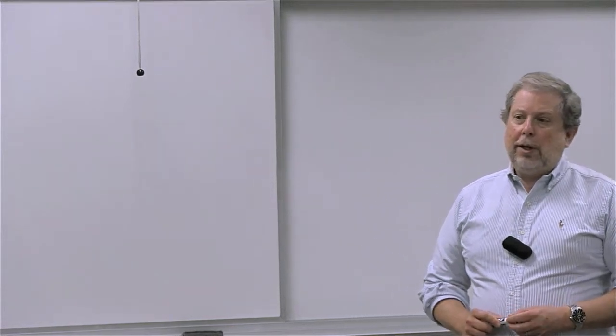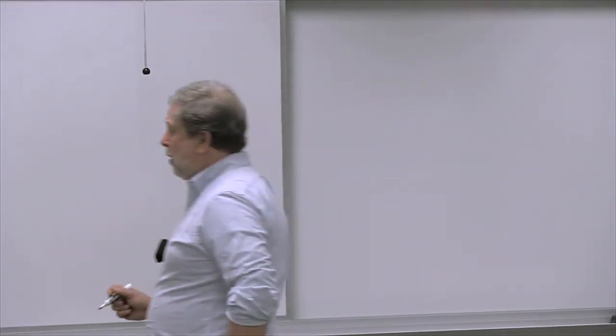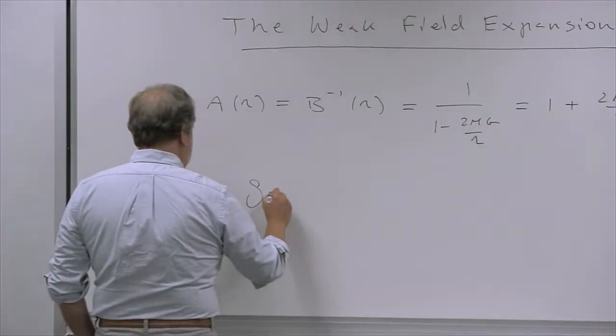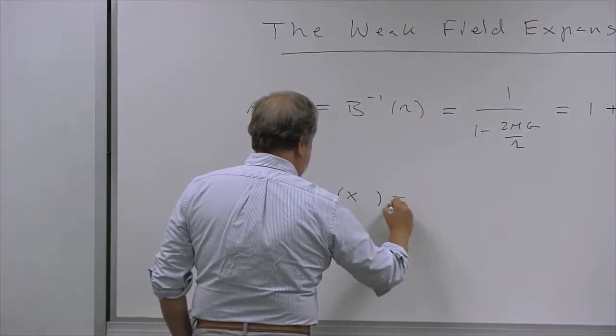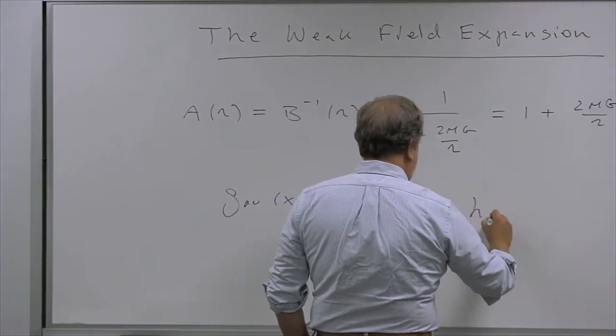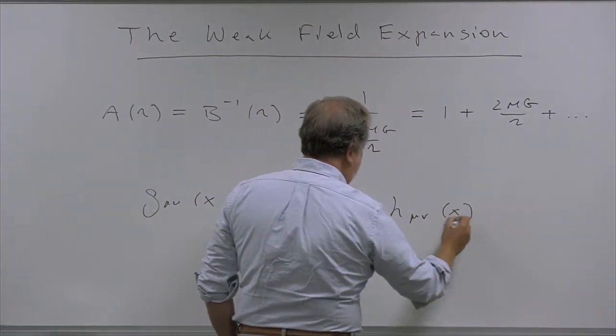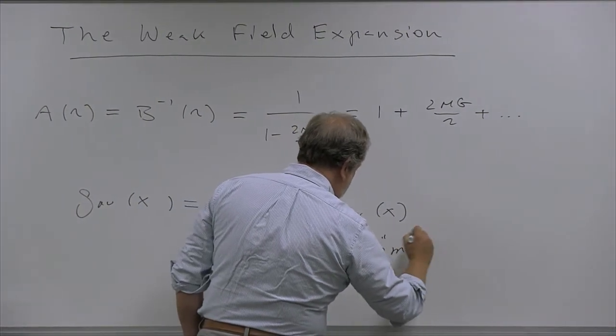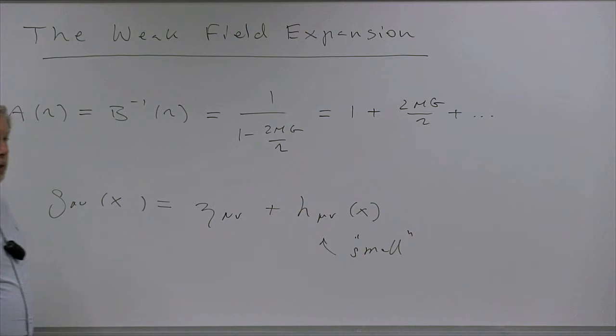So we are going in this lecture to develop this weak field expansion systematically. Which means that we are now going to write the metric g mu nu of x as eta mu nu, plus some perturbation, which is h mu nu of x, which is supposed to be small in some sense.